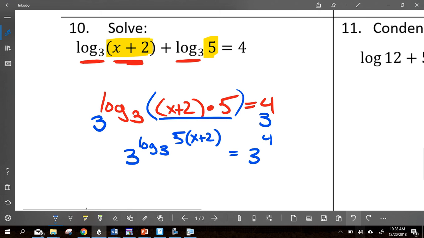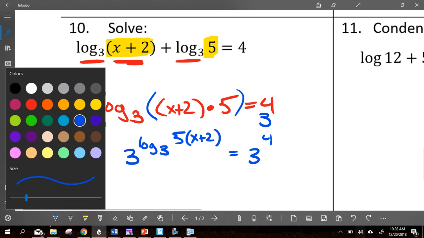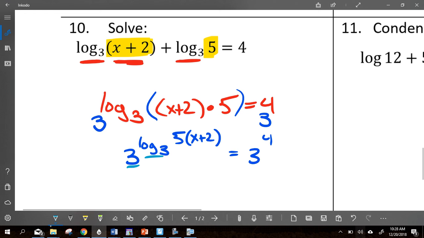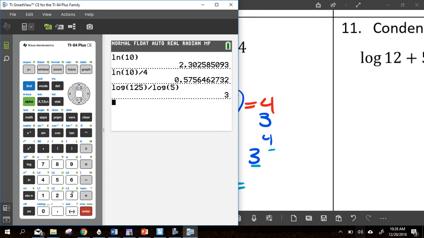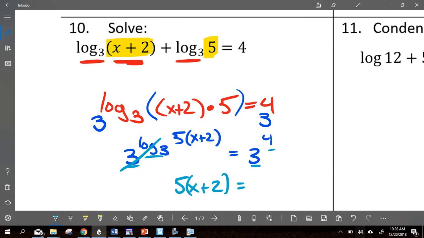So what I did is I raised both sides with a base of 3 and made each thing an exponent. On the left side, I've got 3 and log base 3. Those two things are opposites. They cancel, and all I'm left with is 5x plus 2. Over here, 3 to the 4th is just a number. In my calculator, I can take 3 to the 4th power, and it gets me 81.